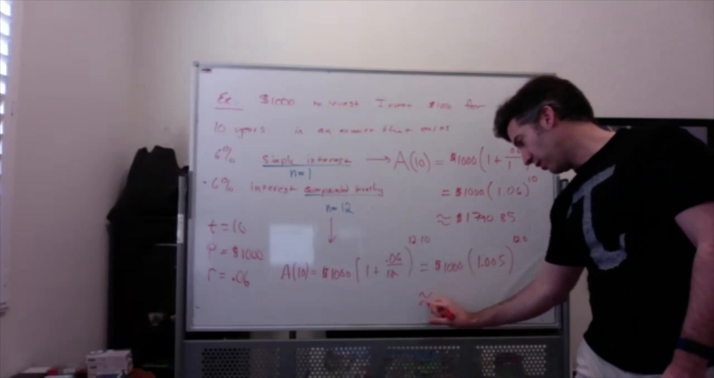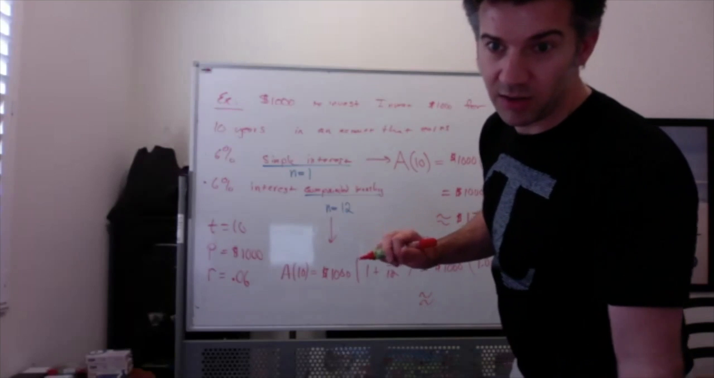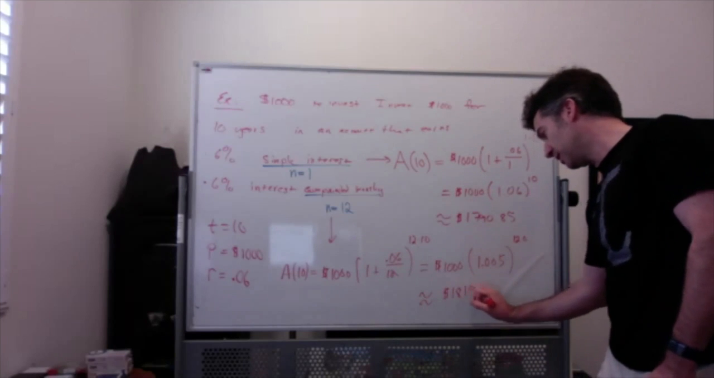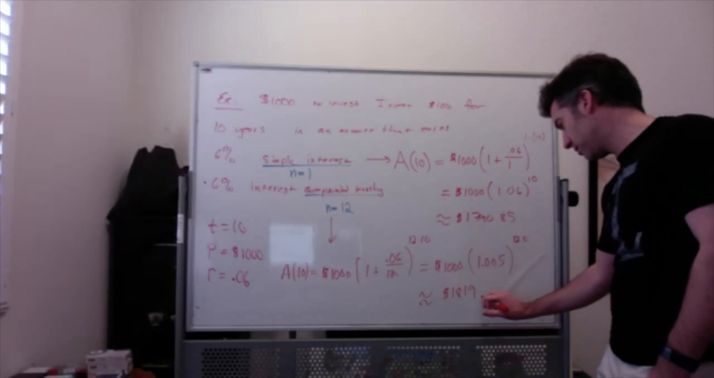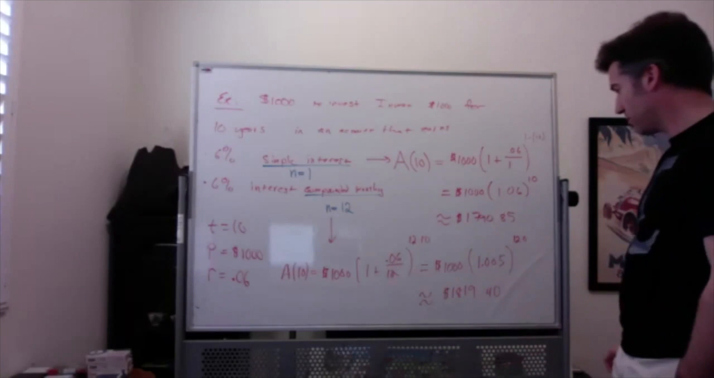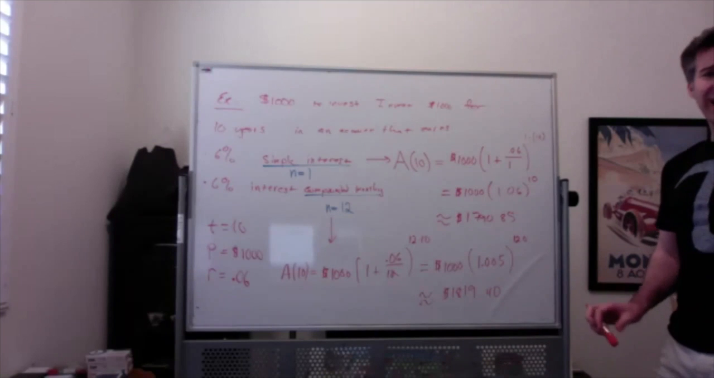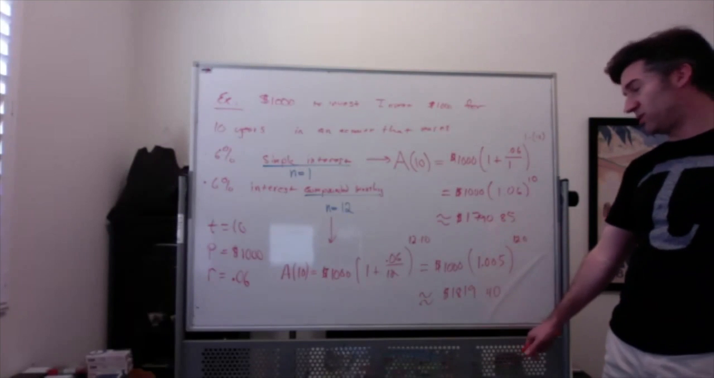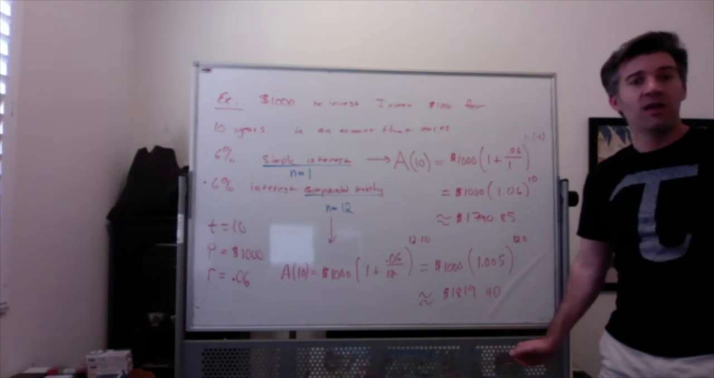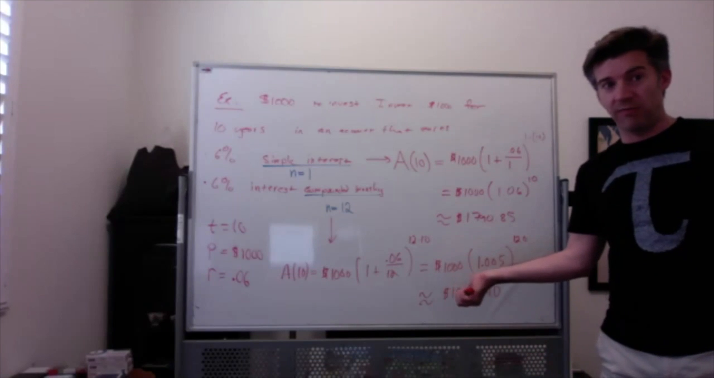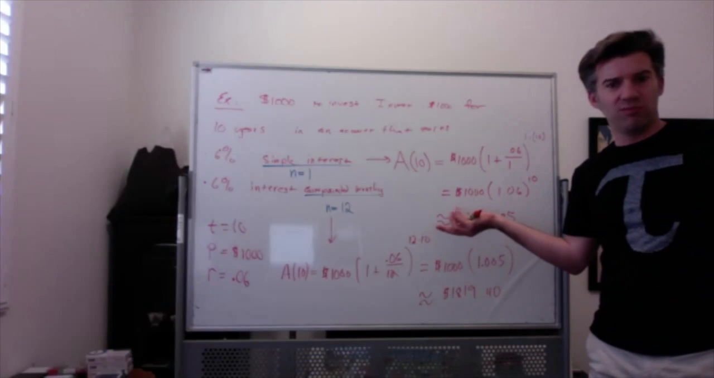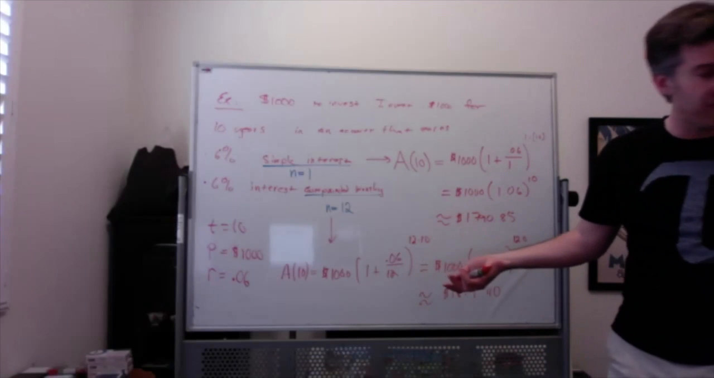Using a calculator, this ends up being, after 10 years, approximately $1,819.40. So, not a huge difference in 10 years, right? It's about, what, 10, 20, almost a $30 difference in 10 years. Not a lot of money, like, wow, it's really better to compound it monthly, but also it is better. It's not insignificant.